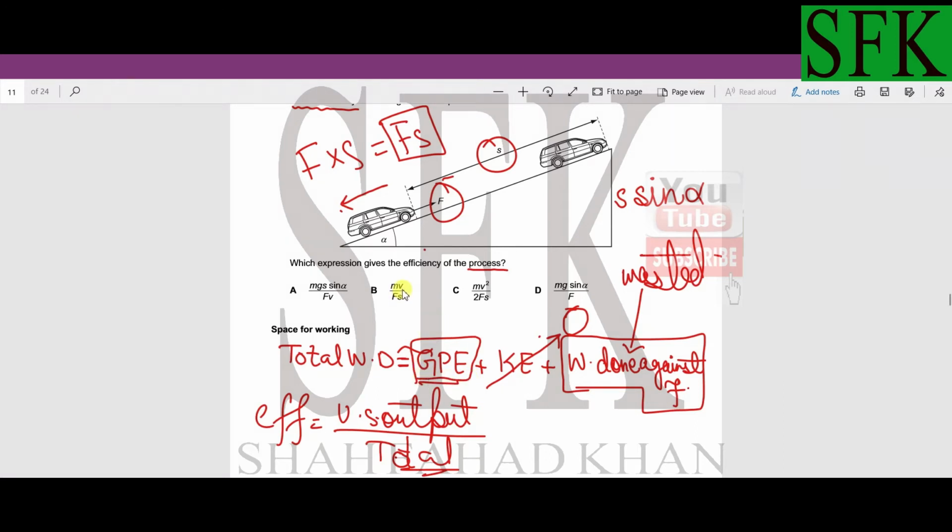Now how to calculate the gravitational potential energy? First of all you need to identify the direction of the weight, which acts downwards, mg, and identify this height. We know that the horizontal distance is s and this angle is alpha, so the vertical height is going to be s sine of alpha. So the work done against gravity is going to be mg times S times sine of alpha. This is the useful energy output, divided by the total energy input, which is F multiplied by S. The S and S can be cancelled, and we are left with mg sine of alpha divided by F. Mg sine of alpha divided by F, and D is the correct answer.